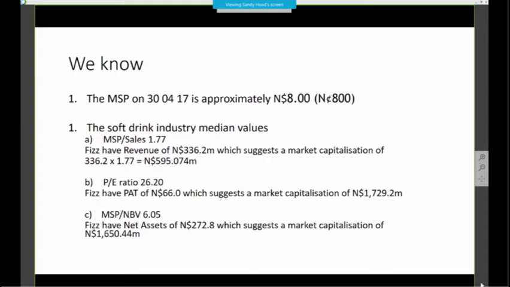And the third one, looking at the market share price to net book value of 6.05, given that Fizz has got net assets of 272.8 million, that would suggest a market capitalization of 1,650 million. So we've got these things that we can consider fairly accurately.